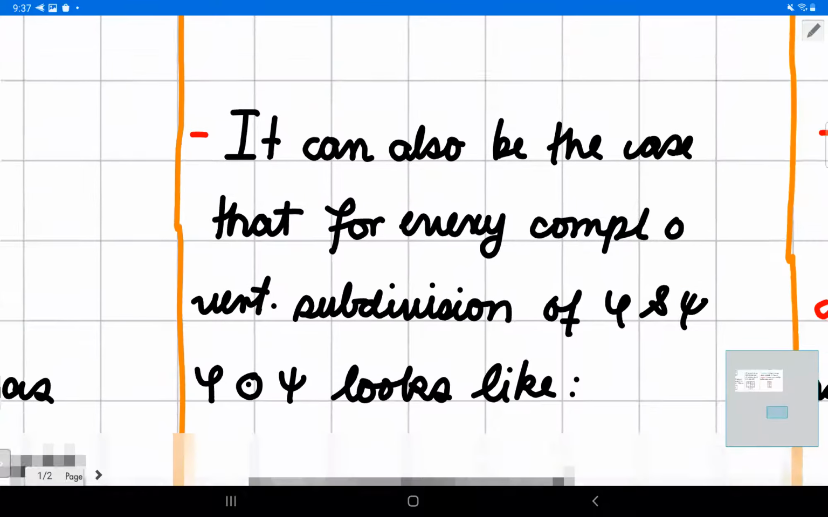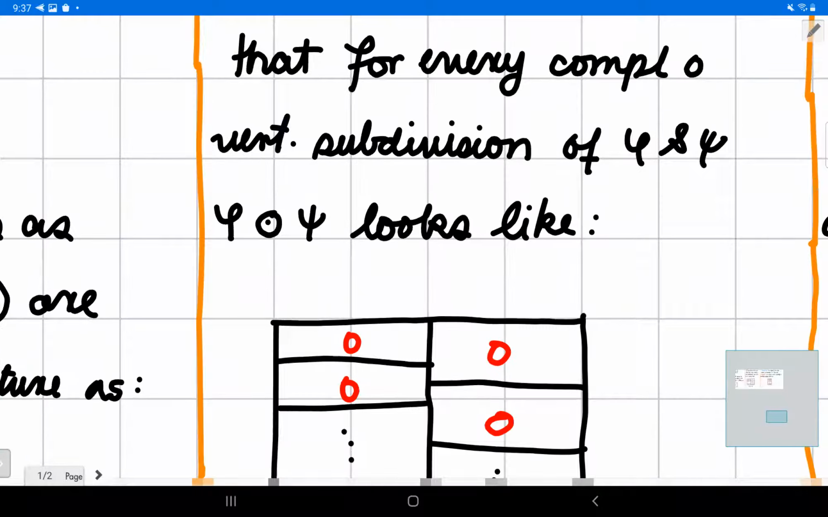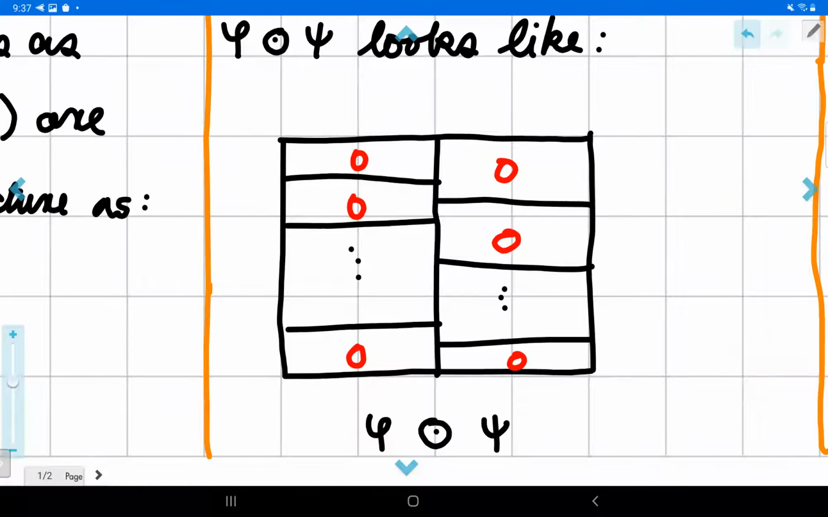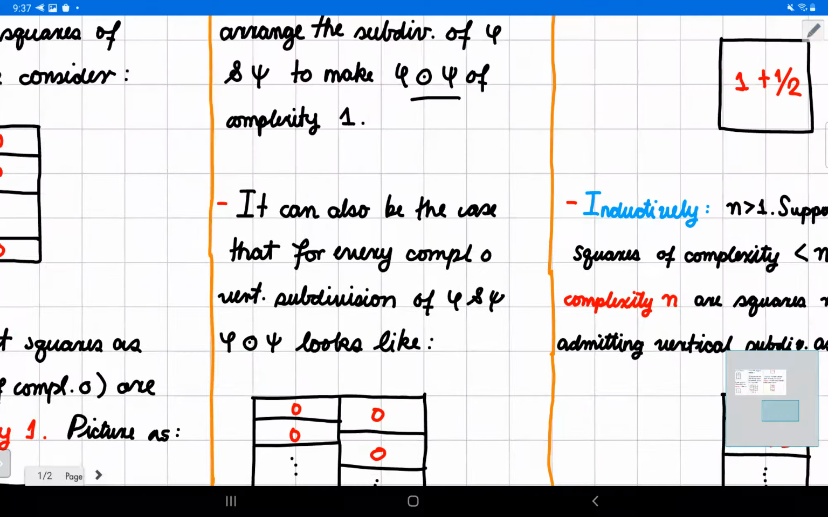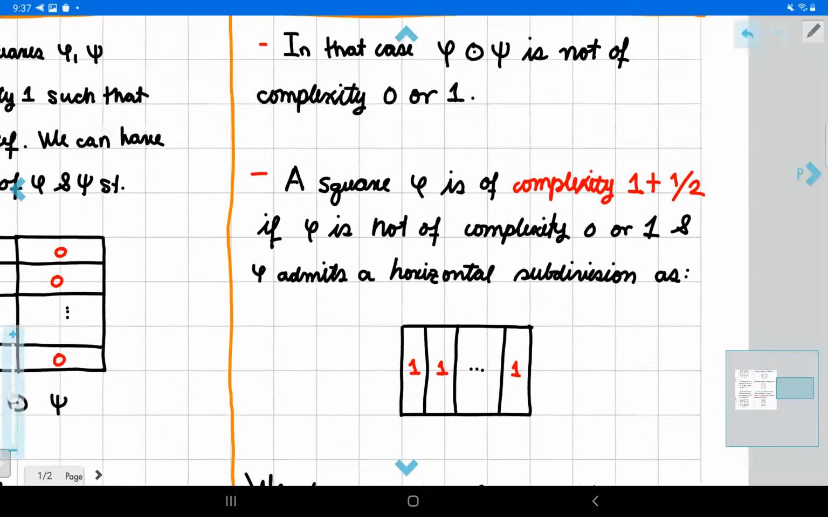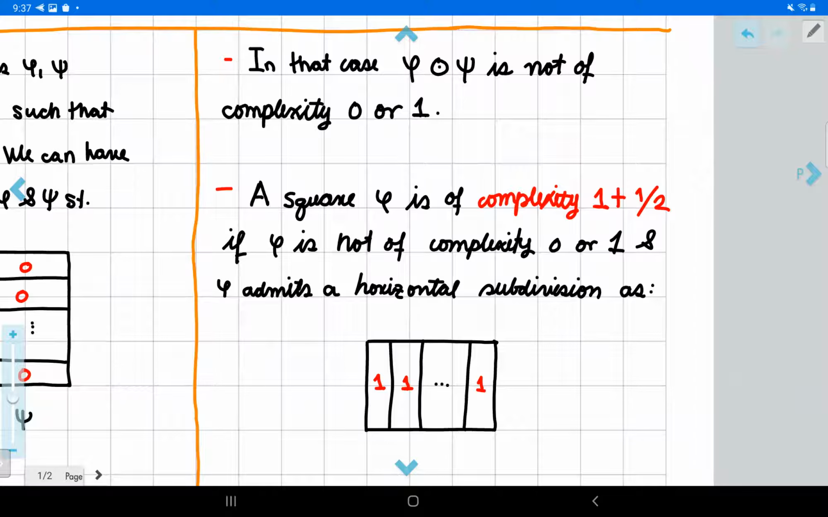But it can also be the case that for every complexity 0 vertical subdivision of these squares phi and psi, the horizontal composition looks like this. The complexity 0 squares do not match horizontally. Then in that case, the horizontal composition of phi and psi is not of complexity 0, nor is it of complexity 1. So in that case, we'll say that this square is of complexity 1 plus 1/2.